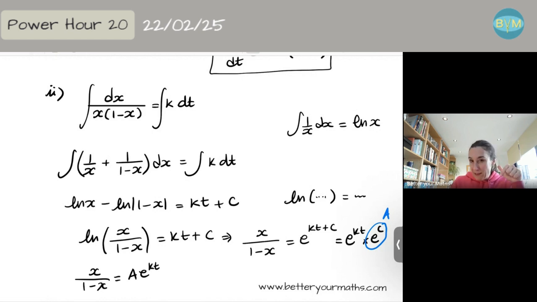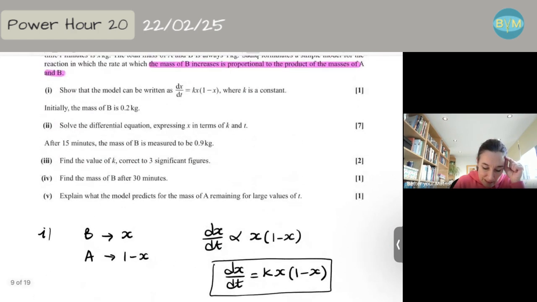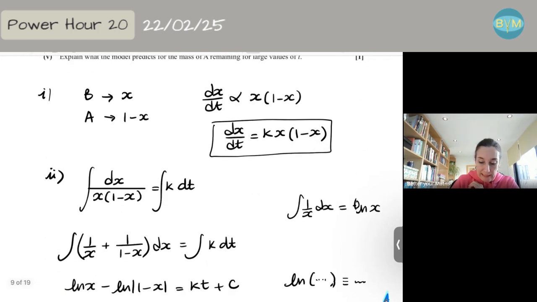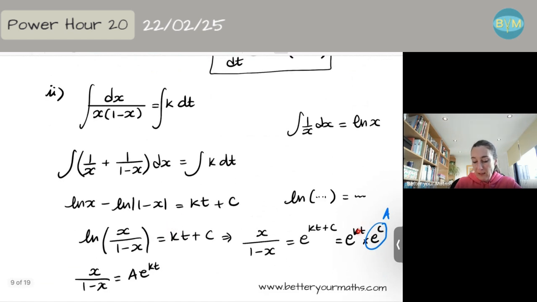We need to make x the subject, and we have to use the information that they gave us before. Remember, they say initially the mass of B is 0.2. They tell us to find the constant of integration. We can find it straight when we integrate. It doesn't matter. Maybe you get a different constant of integration, but when you put the expression at the end, it's going to be the same constant.